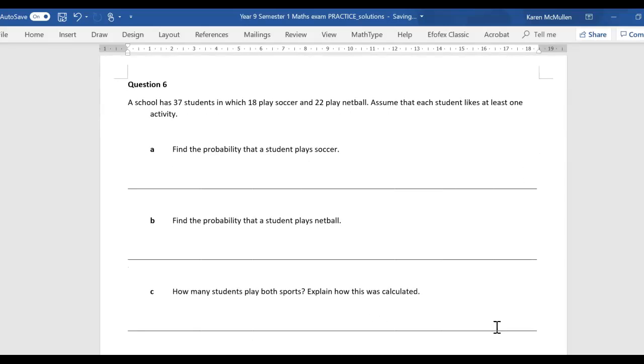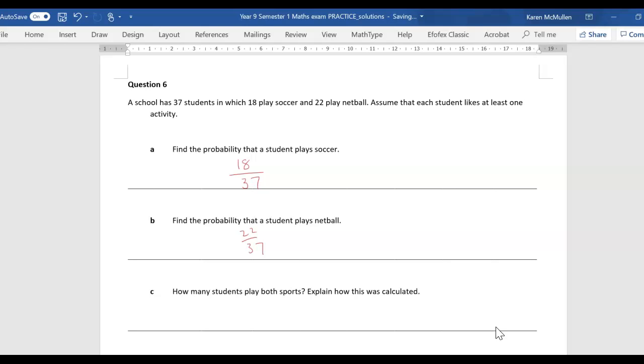All right, question 6. A school has 37 students in which 18 play soccer and 22 play netball. Assume that each student likes at least one activity. Find the probability that a student plays soccer. I'm just going to quickly think about this. Okay, this one's easy. I was about to draw a Venn diagram, but I don't think I need to. 18 play soccer out of 37. Find the probability plays netball, so 22 over 37.